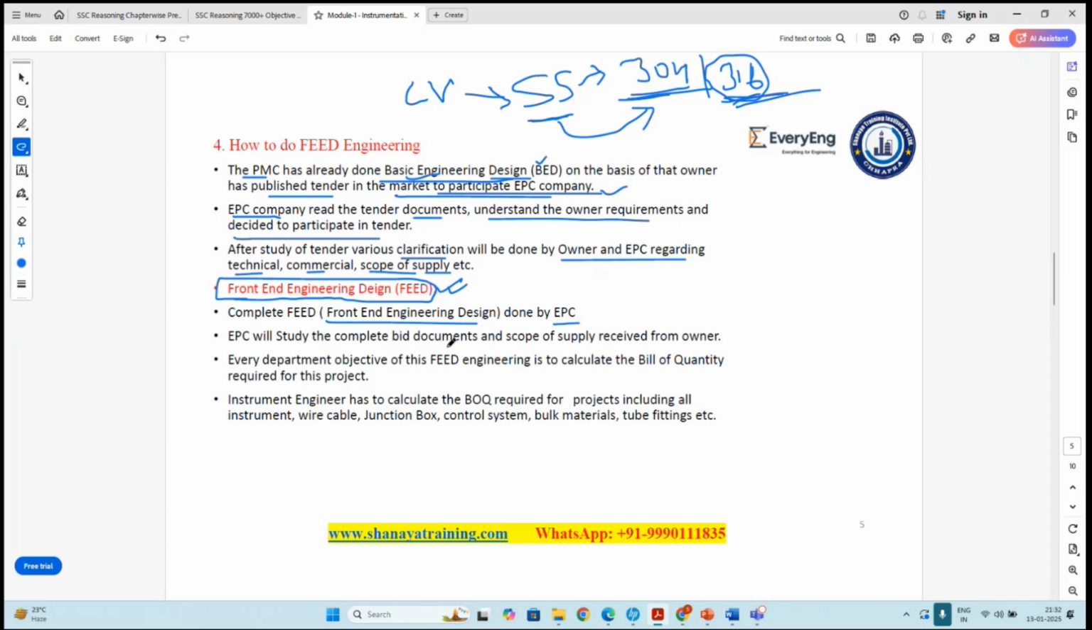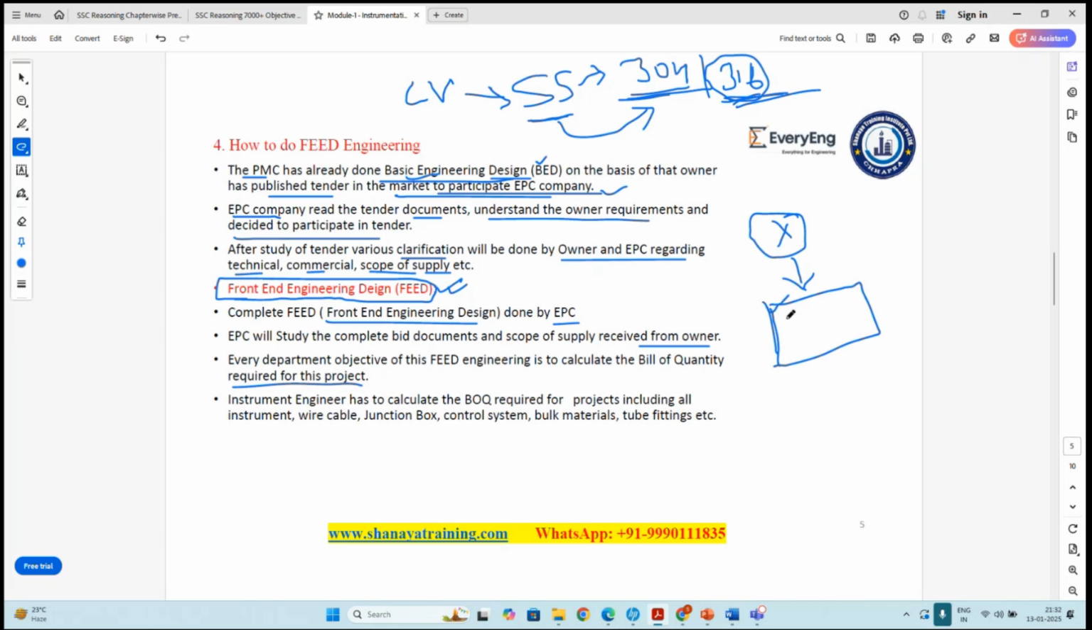The EPC will study the complete bid documents and scope of supply received from the owner. The objective of this feed engineering in every department is to calculate the bill of quantity required for the project. Suppose project X is to be set up by an owner. If it comes for the feed for tendering to the instrumentation people, what will they do? They will prepare the list of documents and the list of material required from the instrumentation side.